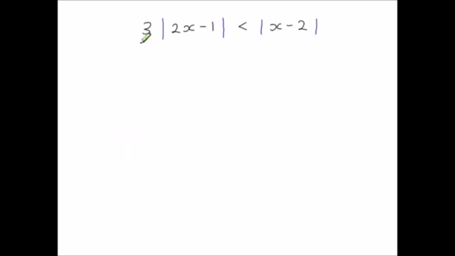In this inequality, the modulus part here is multiplied by 3. So what you can do is multiply these two terms by 3. So you have 6x minus 3. So now you've got this. And then continue squaring both sides and so on. Just use the previous method.